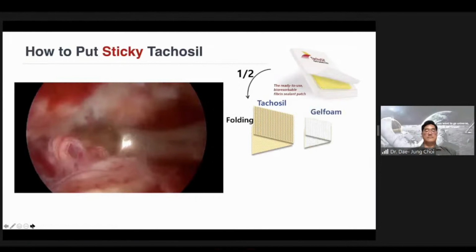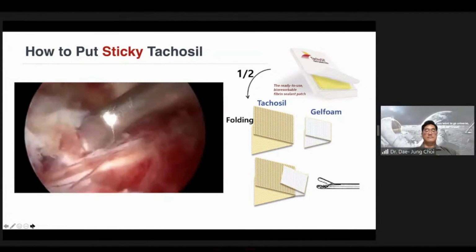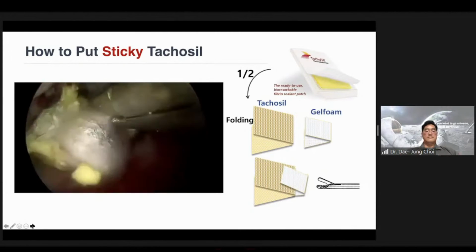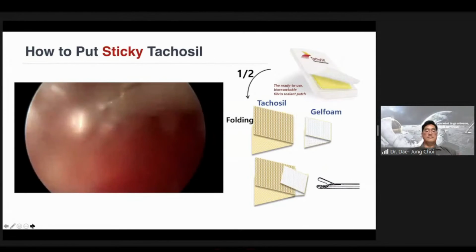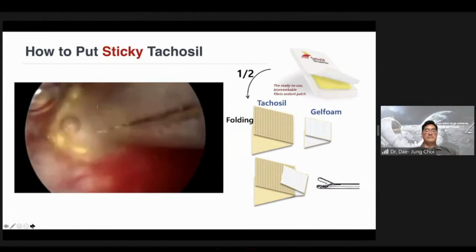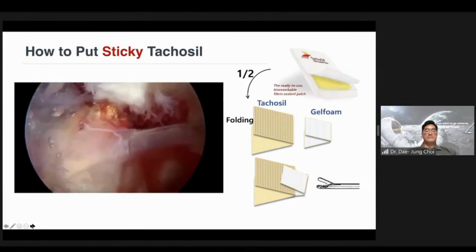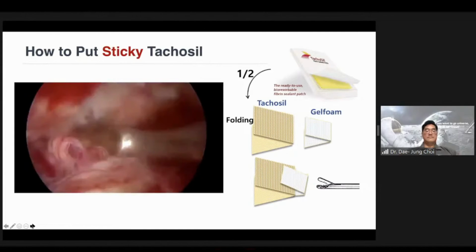You will definitely make a dura tear several times, so you should also know how to treat it without conversion to open suture. One of the tricks you should know is how to insert the sticky Tachosil on the dura surface. Cut the Tachosil into two pieces, fold it, and envelope it with a gel foam. Fold it with the grasper with smooth gel foam and put it. This is called the dura folding package, and this method is called the patch compression method for incidental dura tear.